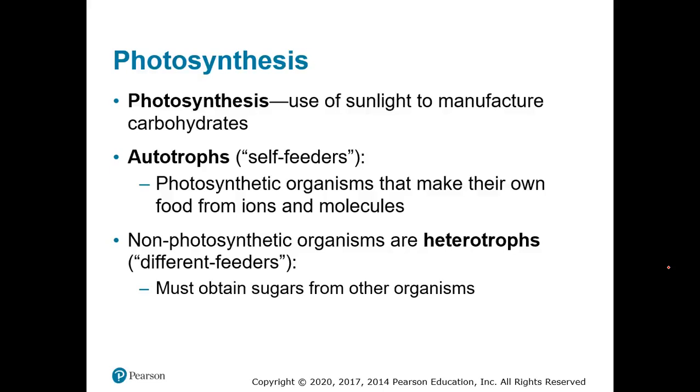We already know it's the use of sunlight to manufacture carbohydrates: photo and synthesis, photo meaning light. So we are using energy from the sun and we are making energy. We're converting energy from the sun into chemical energy that our plant can use. Now, autotrophs is what we define plants as, because auto means self and troph is referring to feeding or food. So when we say autotroph, we mean self-feeders, things that can make their own food. And plants do this through photosynthesis.